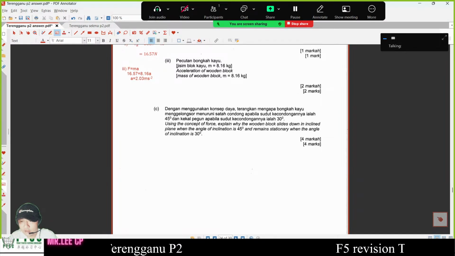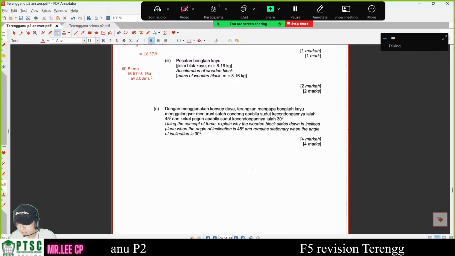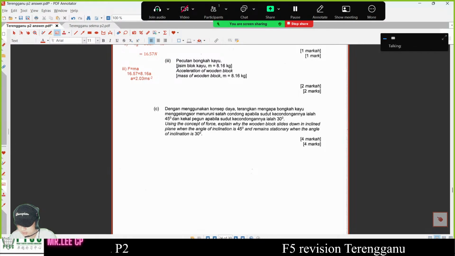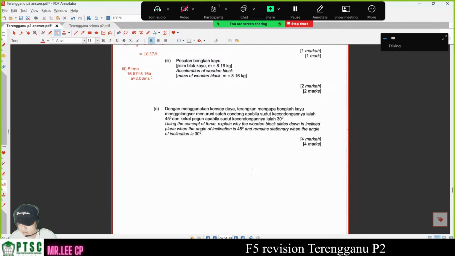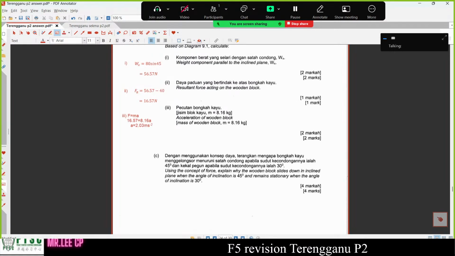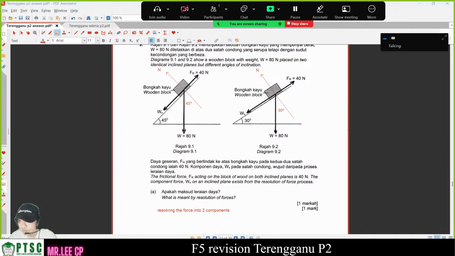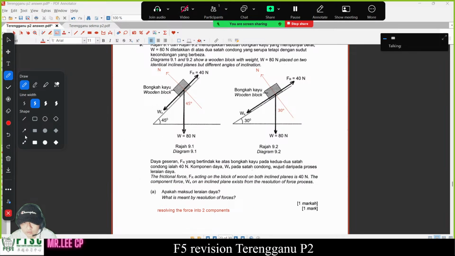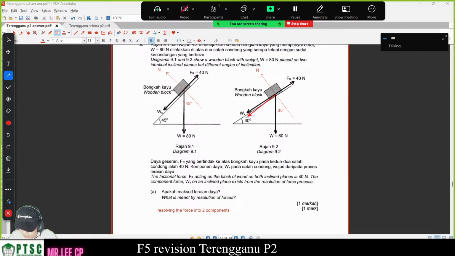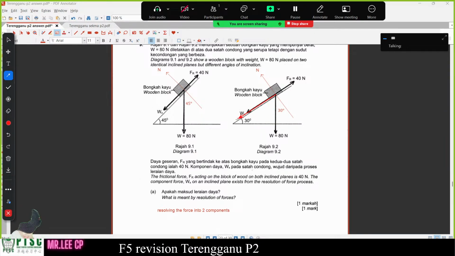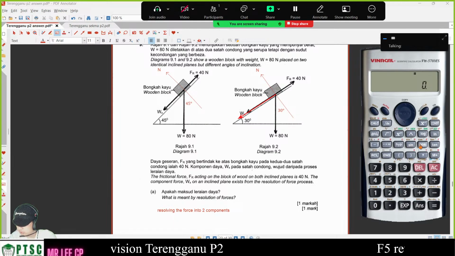Next one. Using the concept of force, explain why the wooden block slides down the inclined plane when the angle is 45, and remains stationary when the angle is 30. So now I want to calculate this one first. I just want to calculate whether it is. So this one is at W sine 30. At W sine 30, how much? At W sine 30, it is 40, right?